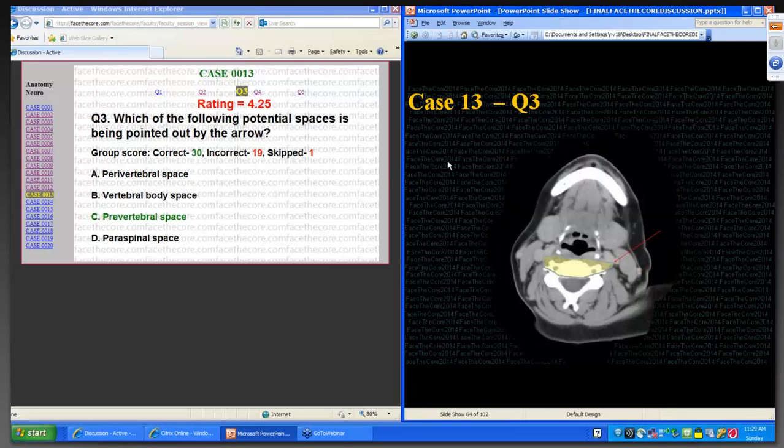And which of the following potential spaces is being pointed out by the arrow? Again, we talked about this. Prevertebral space, it contains the bone right in front. And you can see the transverse processes, foramen transversarium housing the vertebral artery, and then those two longus colli muscles.